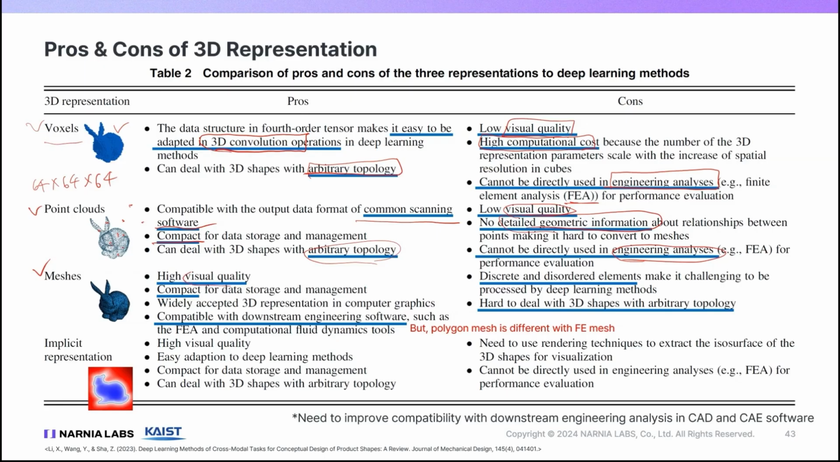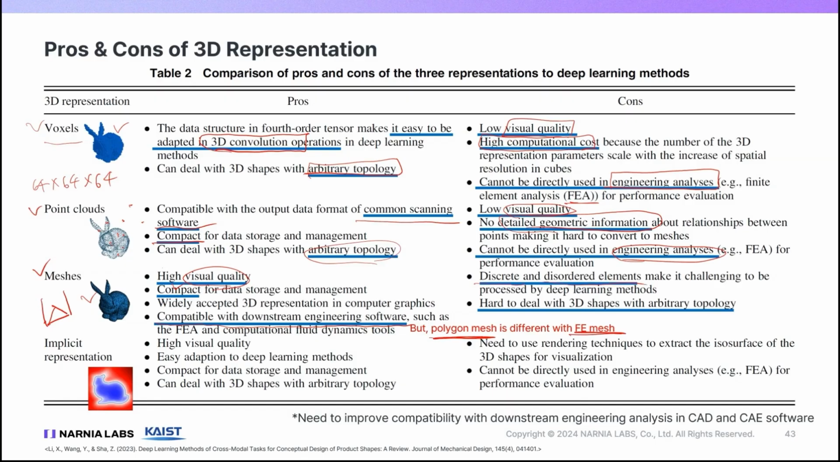Next, with meshes, the visual quality is excellent. That's why, in graphics, 3D is usually represented with meshes, especially polygon meshes. They're also compact, like point clouds. And there's an expectation that, just like in engineering software, they might connect well with FEA. Because, as I mentioned earlier, since it's a mesh, meshes can be connected to FEA. However, the traditional polygon meshes used in computer science are conceptually different from the FE meshes we use for FEA. Their purposes are different. That's why, in reality, they can't be perfectly connected.